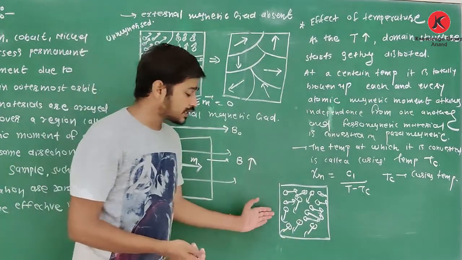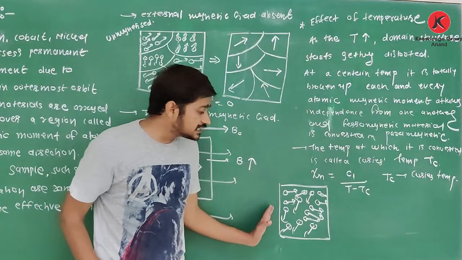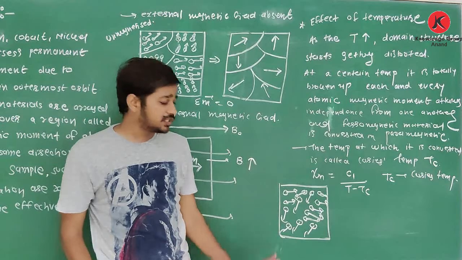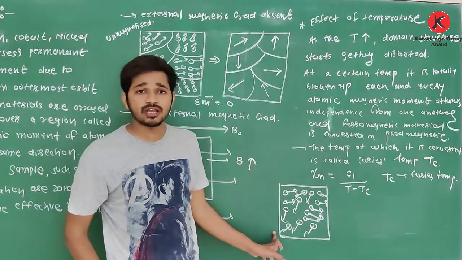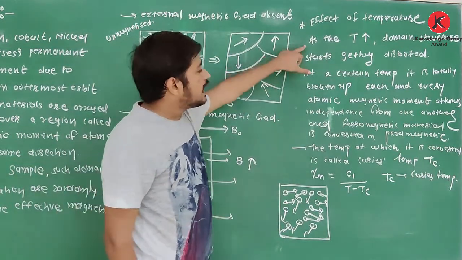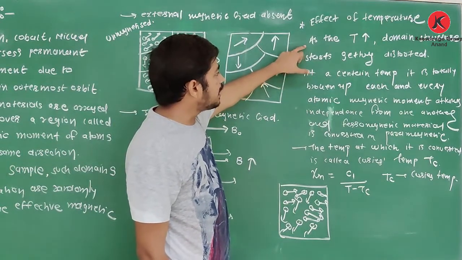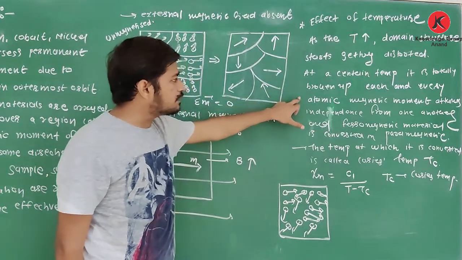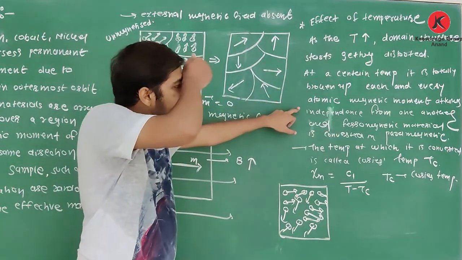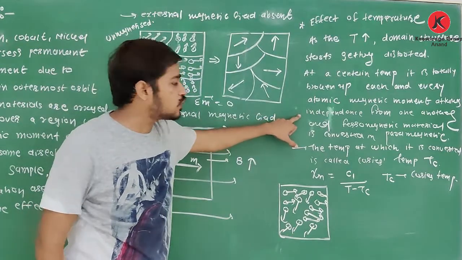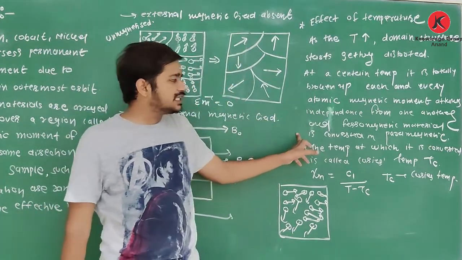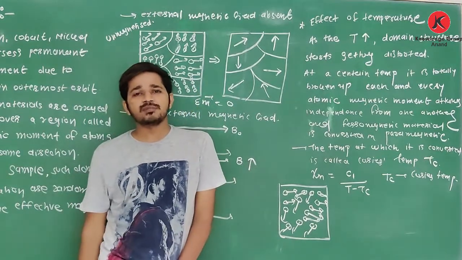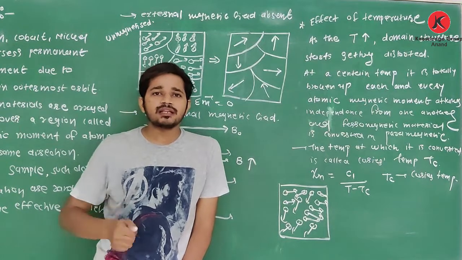And you know that. Okay? Remember last lecture? It is nothing but paramagnetic material, in the absence of a magnetic field. So yes, as the temperature increases, the domain structure starts getting distorted. At a certain temperature, it is totally broken up, and each and every atomic magnetic moment is independent from one another, and ferromagnetic material is converted into paramagnetic material.